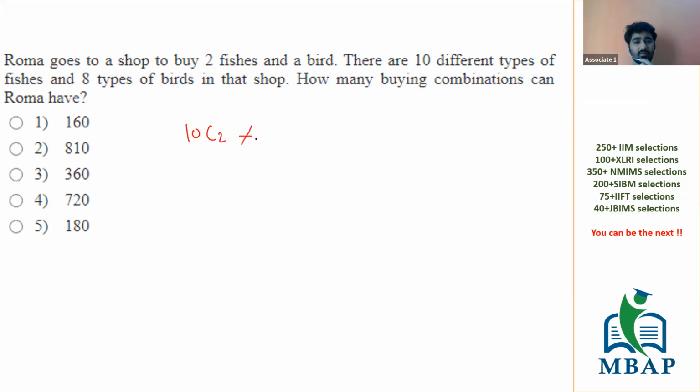And she has to select a bird. So this can be done in 8C1 ways. So we have 10 into 9 upon 2, into 8. 5 8s are 40. 4 9s are 36. So 360 is our answer.